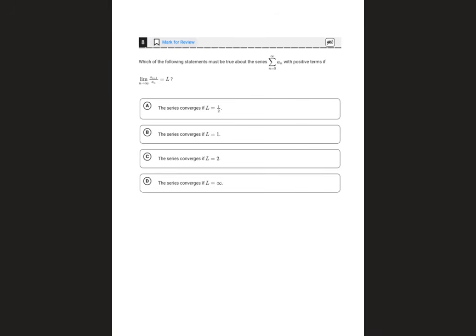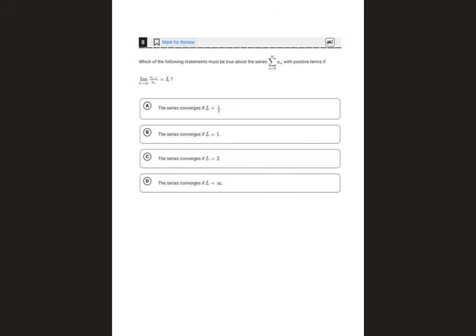Okay, which of the following statements must be true about the series, the summation from n equals 0 to infinity of a_n with positive terms? So they're saying a_n is always positive. And which of the following has to be true if the limit as n approaches infinity of a_(n+1) over a_n equals L, some number, or infinity, I guess. So, okay.